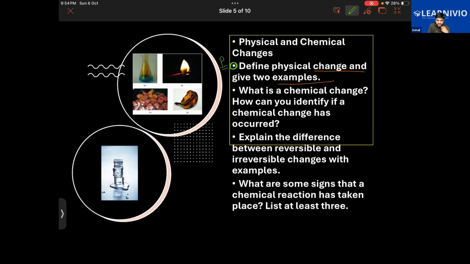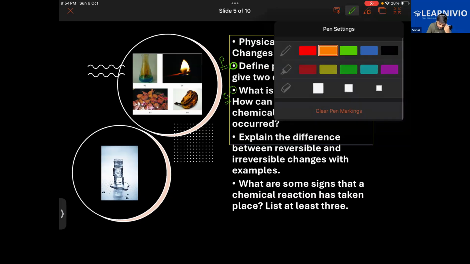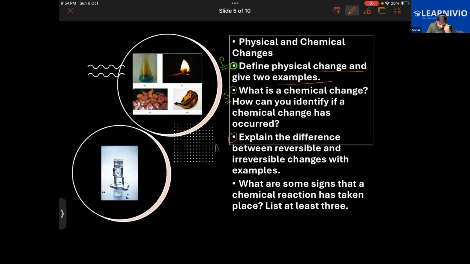What is a chemical change? How can you identify if a chemical change has occurred? Gauss, you answer this one, okay? And the third one, Abu Bakr. Yeah, continue. In a physical change, no new substance is formed, and in a chemical change, a new substance is formed.